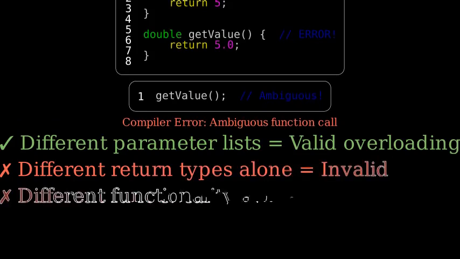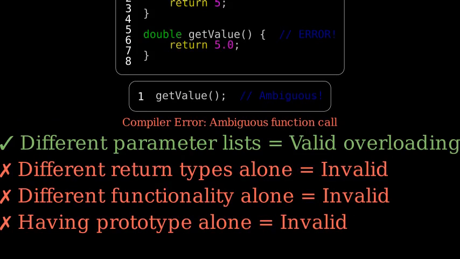Let's summarize. The correct answer is C. Functions can share the same name only if their parameter lists are different. This is because the compiler uses the parameter list to determine which version of the function to call. Return types, prototypes, or what the functions do internally are not sufficient for function overloading.